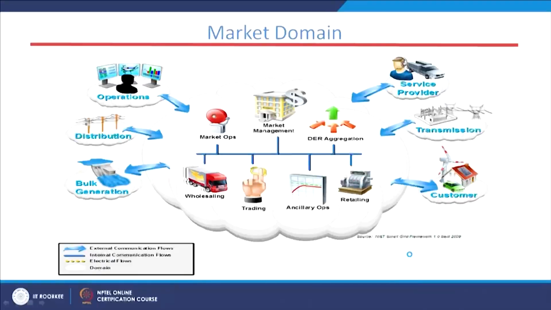Now, I will show a very brief diagram, or I can say a very basic block diagram of the market domain. You can see here we have the parts of the market domain. This is the DER aggregation, this part is market management, this is the market operation, this is wholesaling, trading and ancillary services, and retailing. So, these are the components of the market domain, right. These components are going to also access our transmission, customers, service provider, generation, distribution operations.